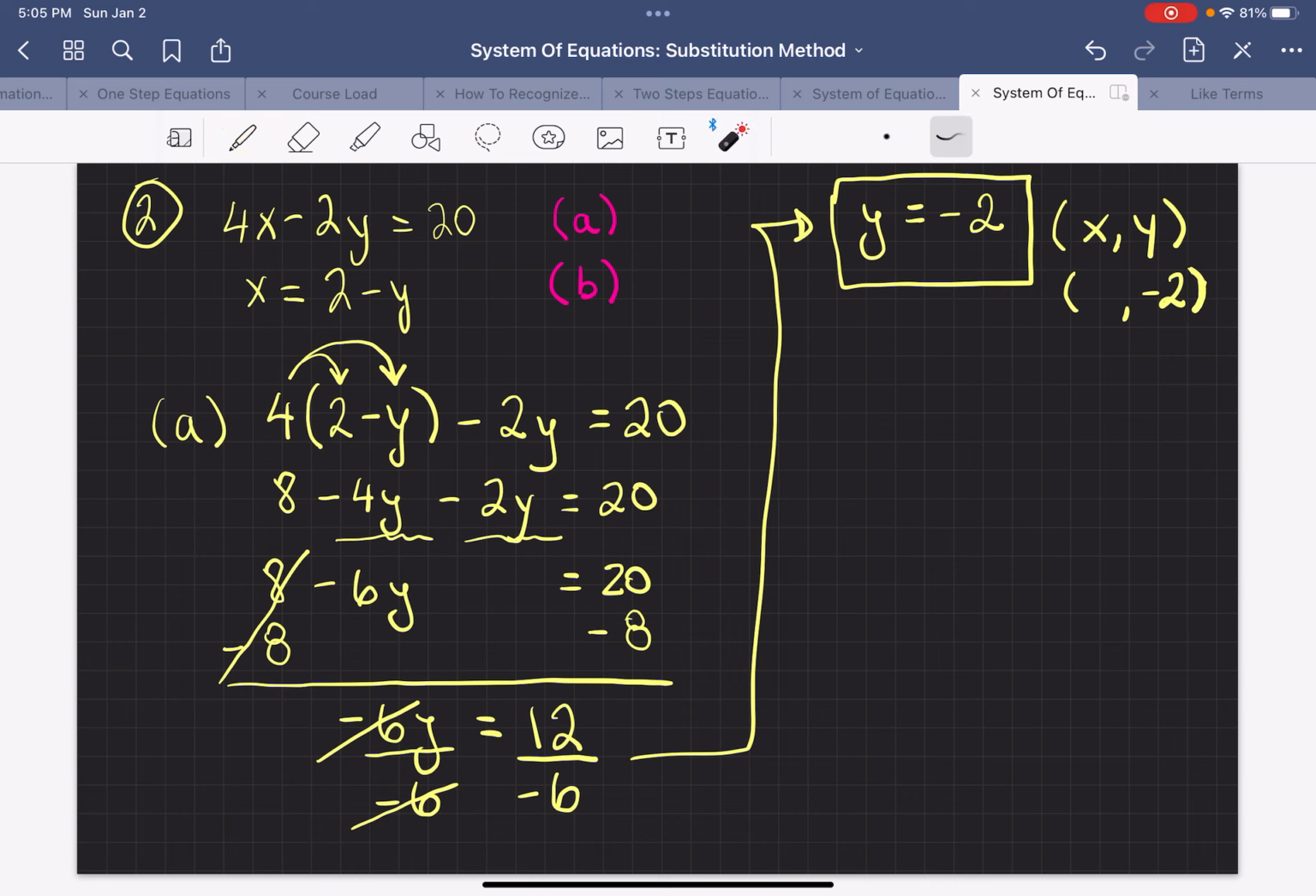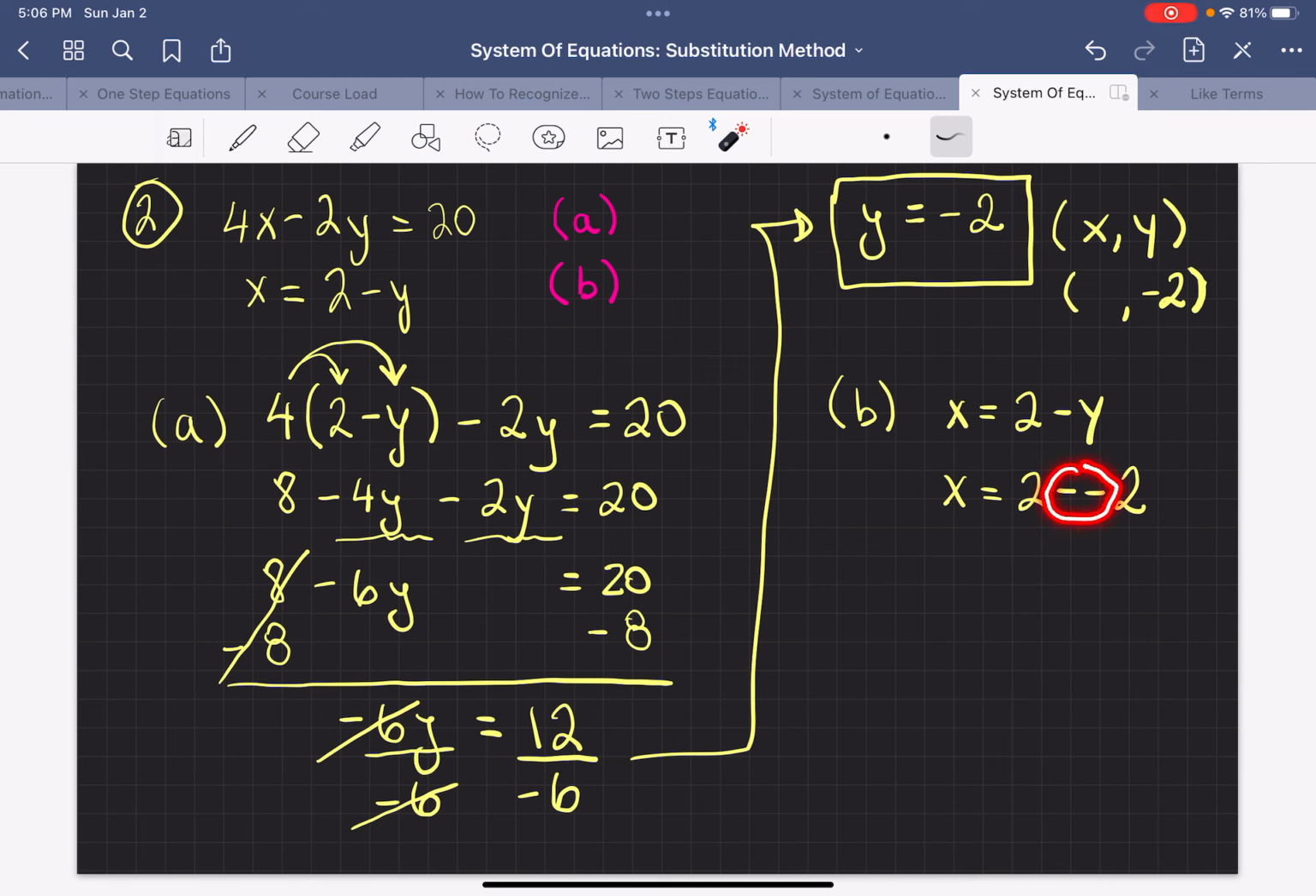If you look at your two equations, you can use either of the two equations to find x. But it will be way easier if you use the second one because you already have x isolated, or by itself. And since you know the value for y, you plug it in here and you're ready to find your x. So let's use equation B, which is x is equal to 2 minus y. So x is equal to 2 minus, but y is negative 2. So minus negative 2.